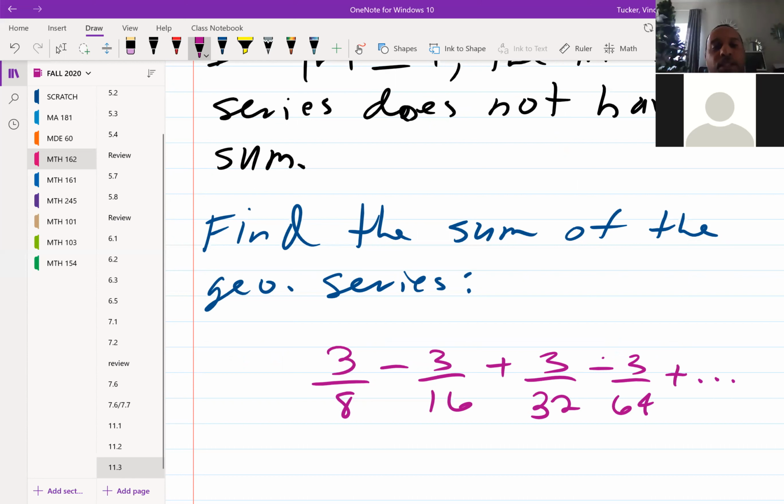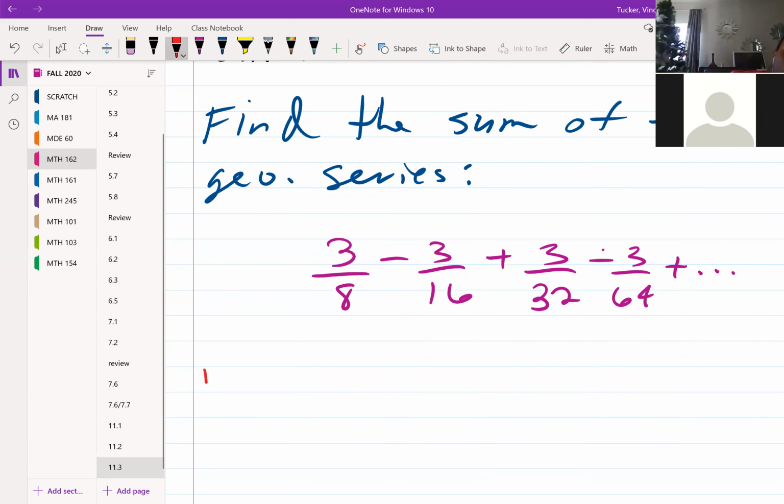All right, so we're going to find the sum of the geometric series. We have 3/8 minus 3/16 plus 3/32 minus 3/64 on to infinity. So remember, what dictates whether we have a series that has a sum or not is dependent upon what r is. So we need to figure out what r is.